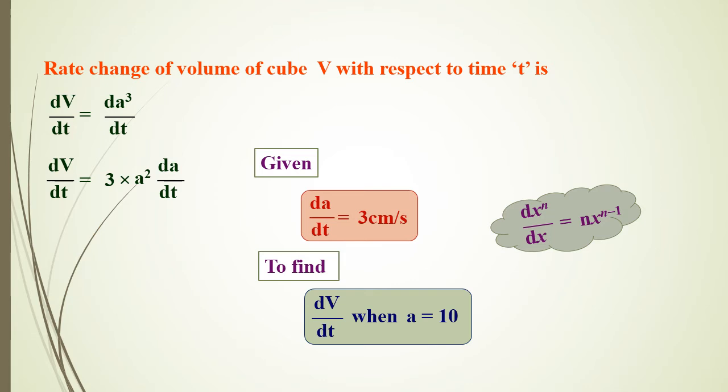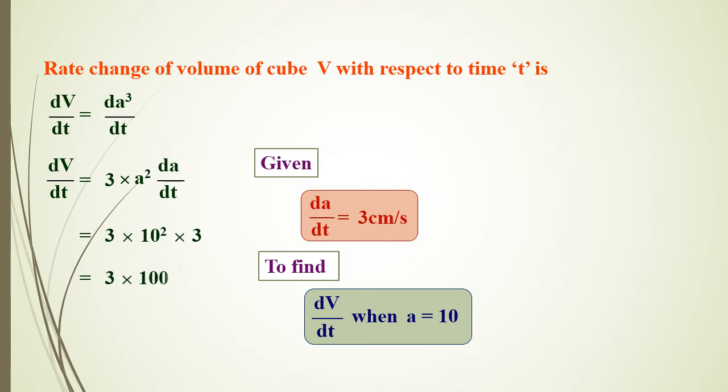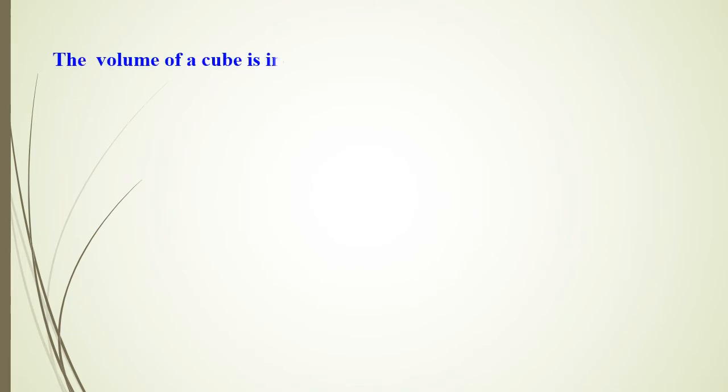Next dA by dt is given, it is 3 centimeter per second, and the edge of the cube is also given, A equal 10 centimeter. That everything you substitute here. So after simplifying you will be getting the result, that is 3 into 10 square into 3, this is equal to 3 into 100 into 3, which is 900 centimeter cube per second. This is the rate of change of volume of the cube with respect to time. This is the next question.